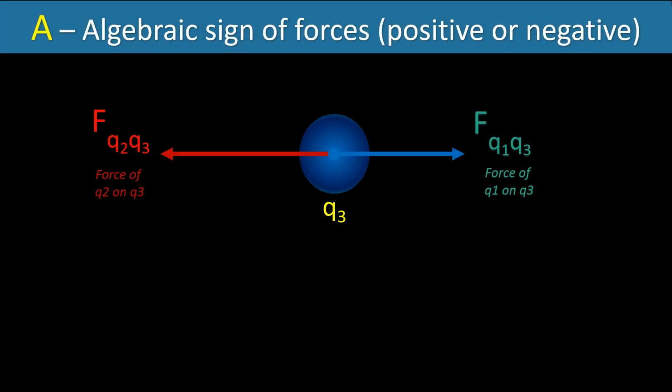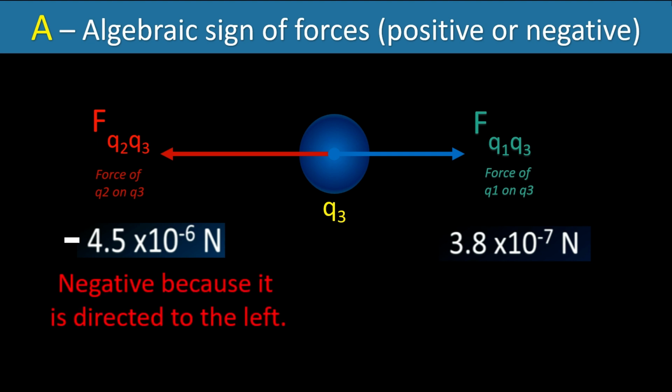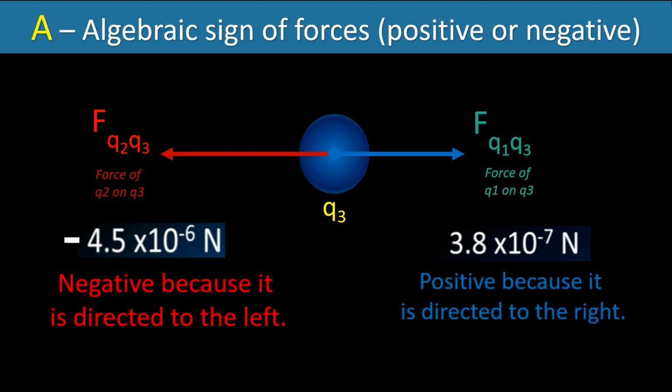For clarity, we label our calculated values to the forces in our free body diagram. Then, we assign negative or positive sign according to the direction of the force. Leftward and downward directions will be assigned as negative, while upward and rightward will be assigned as positive.